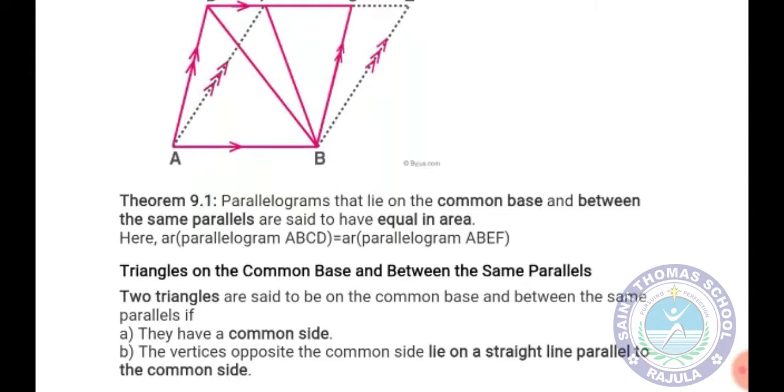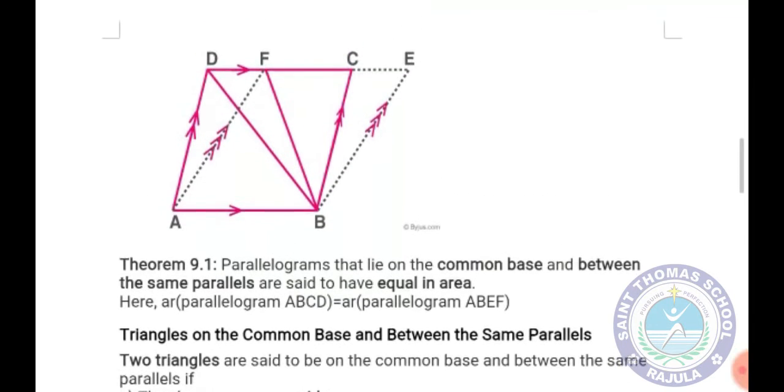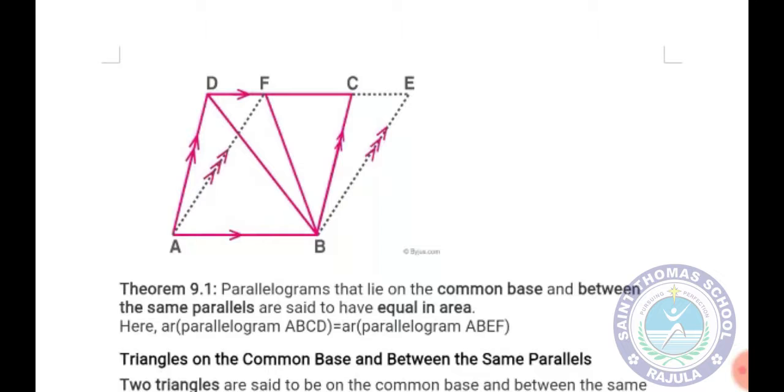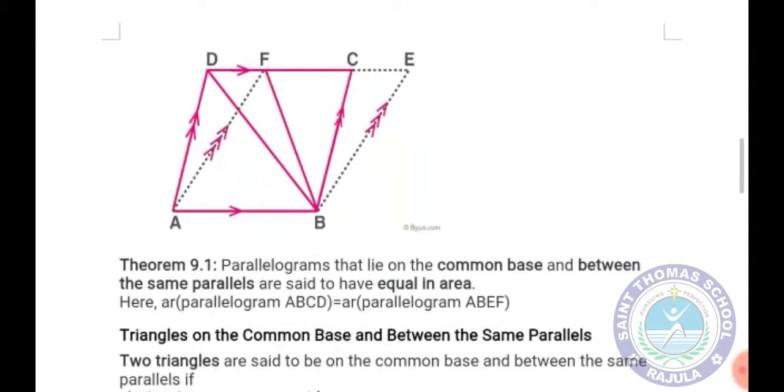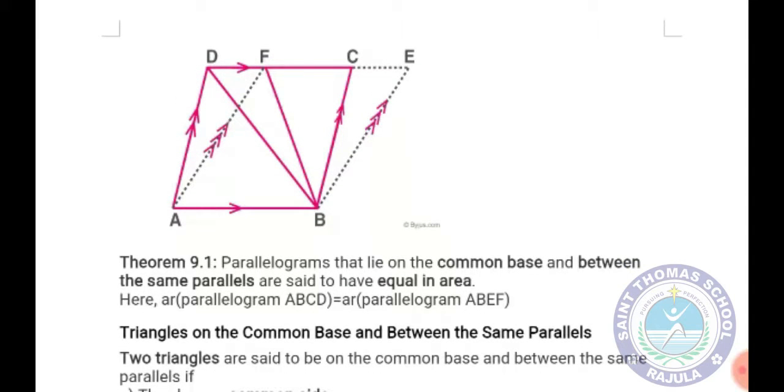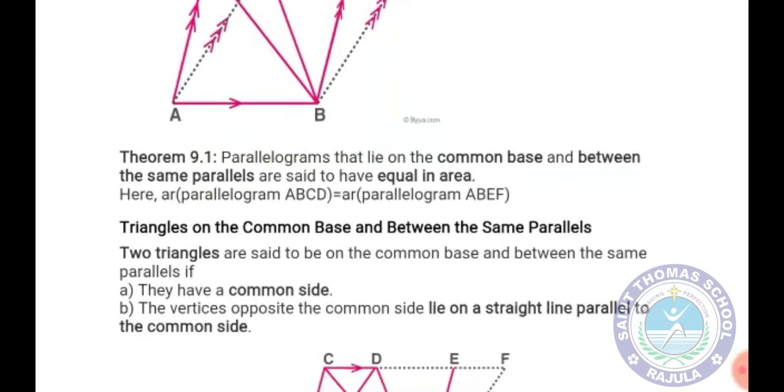First theorem: parallelograms that lie on the common base and between the same parallels are said to be equal in area. Here both the parallelograms ABCD and ABEF have a common base. So the areas of both the parallelograms are equal to each other.